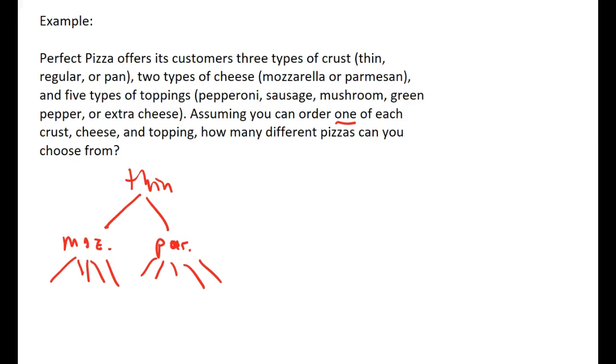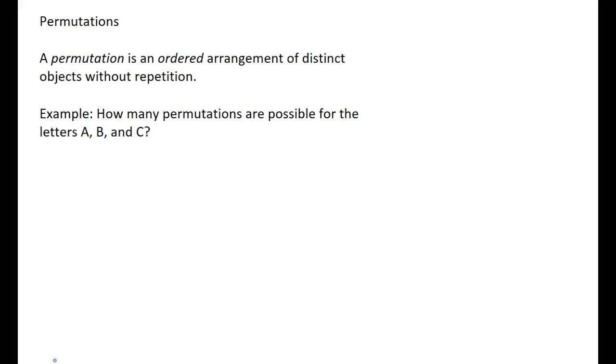So I can have 3 types of crust times 2 types of cheese times 5 types of toppings, and I end up with 30 different ways I can create a pizza. That's called the fundamental counting principle. Alright, now let's talk about permutations.